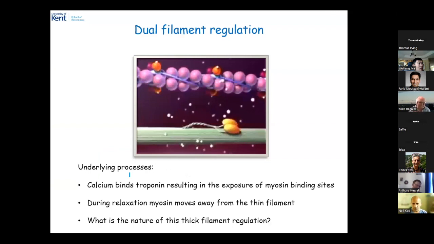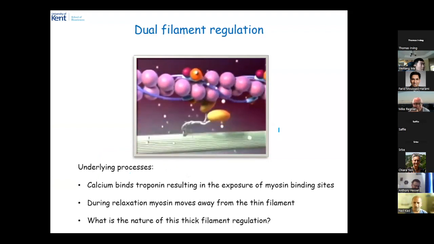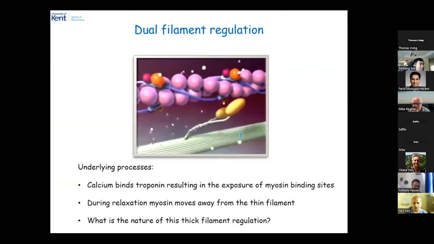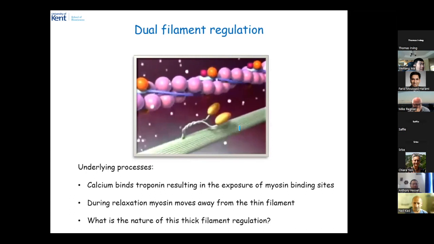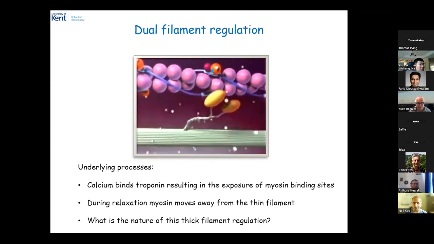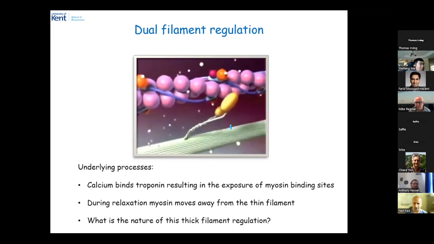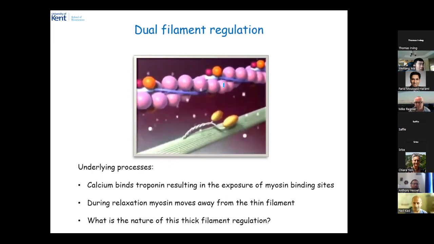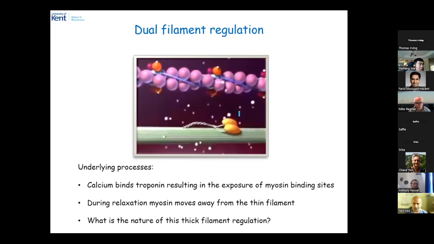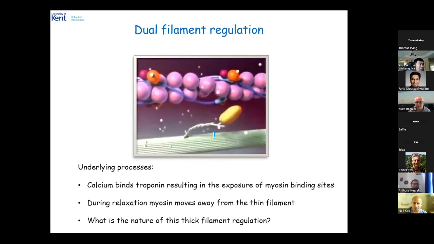I really want to talk about dual filament regulation. So I'm going to stray a little bit into thin filament regulation and come back to thick filament regulation. As has been described already, we understand the mechanism of contraction, the sliding filament theory, to involve myosin interacting with actin, and this is mediated by calcium. When calcium is present, calcium binds to the troponins, as you can see here. These allow the tropomyosin to move away from the actin filament, exposing myosin binding sites. Myosin then interacts with the actin filament, and then when the calcium goes away, does myosin then sit on the thick filament? And this is the question that we're trying to deal with.